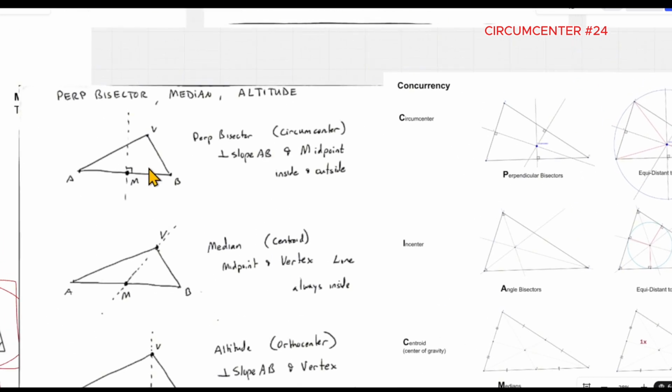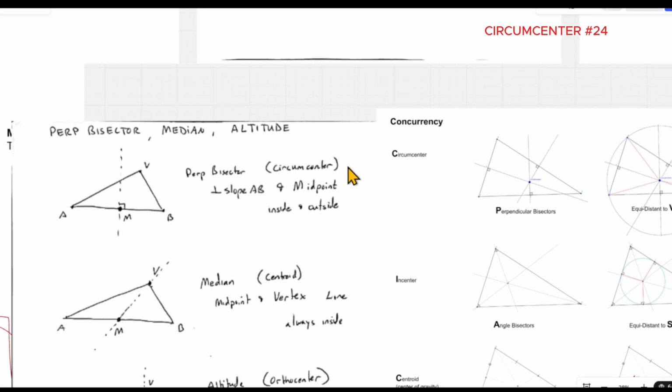All right, for us, in our problem we want the circumcenter to generate the equation of a circle that goes around these 3 points. So we're going to have to find two perpendicular bisectors. All right, let's get to work.